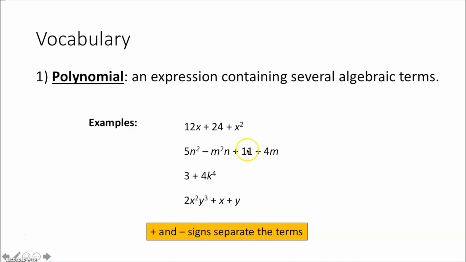Now, these polynomials, again, have multiple algebraic terms, and the algebraic terms are going to be separated by plus and minus signs. So here you can see this has 1, 2, 3 terms. This polynomial has 1, 2, 3, 4 terms. This one has 2 terms, and this one has 1, 2, 3 terms. If you're trying to figure out how many terms a polynomial has, just know that the minus and plus signs separate those terms, which will make it way easier to count them.